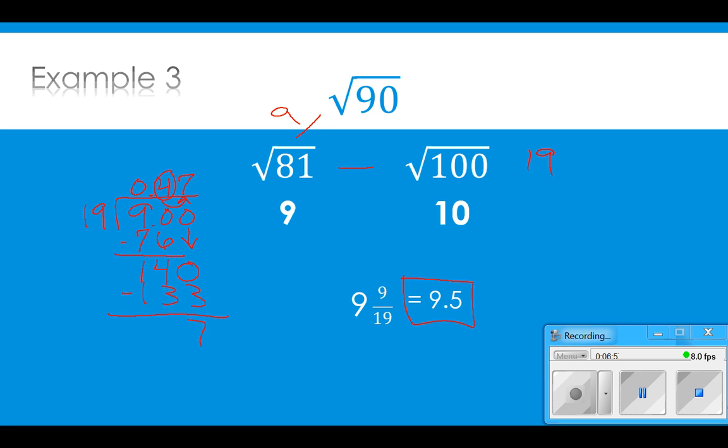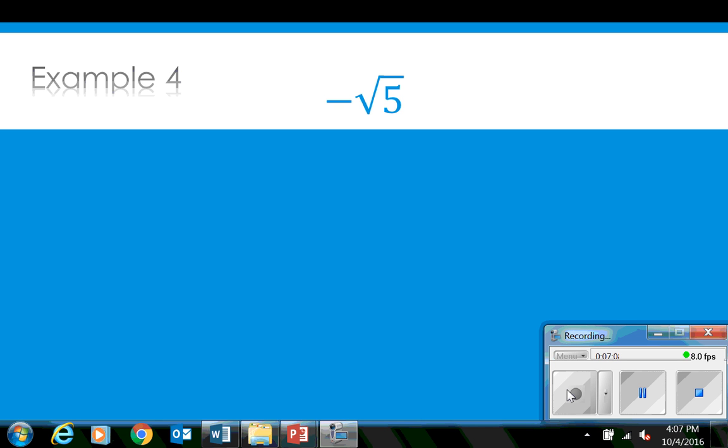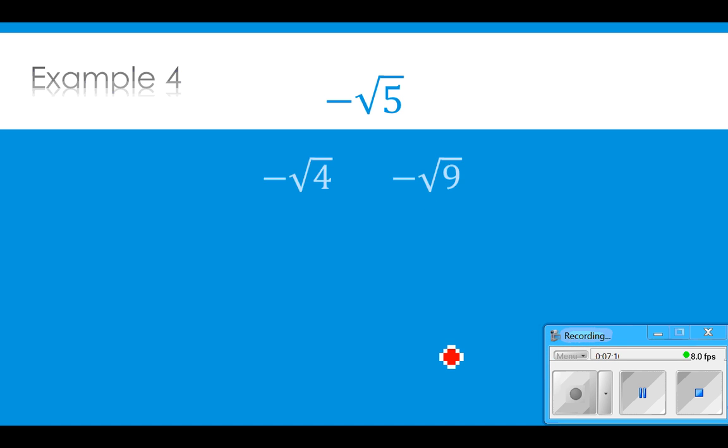Now let's do example 4. It is negative square root of 5. You're going to do exactly the same way as we've been doing. You're just going to have a negative in your answer. The two perfect squares this number is between is negative square root of 4 and negative square root of 9. The two integers this would be between is negative 2 and negative 3, which means our answer is going to start with negative 2. Now I have to find my fraction.